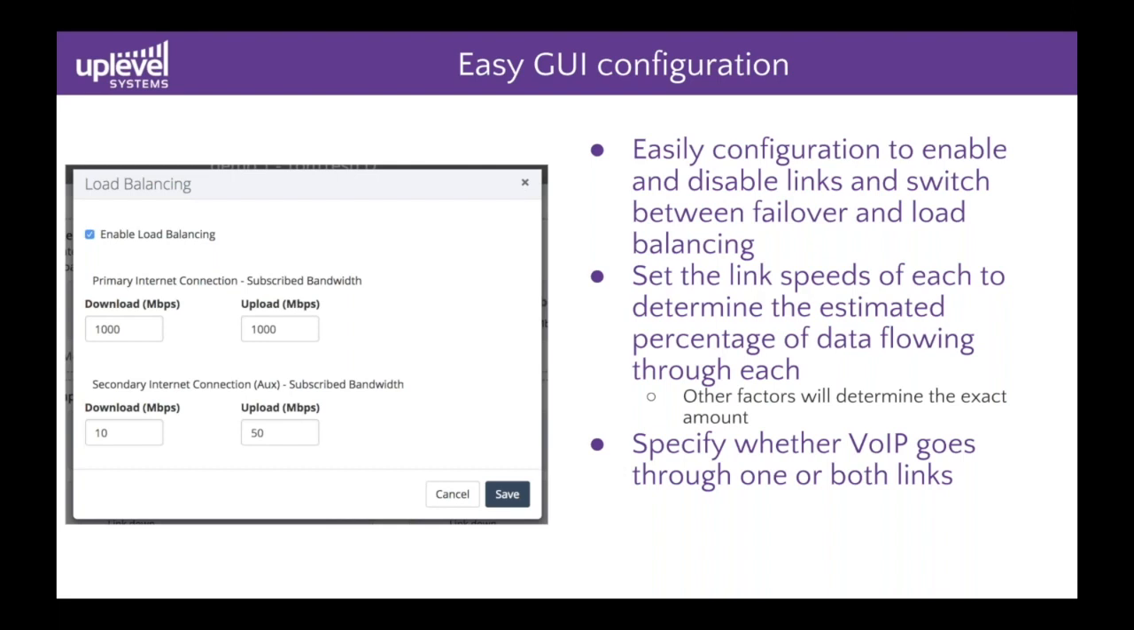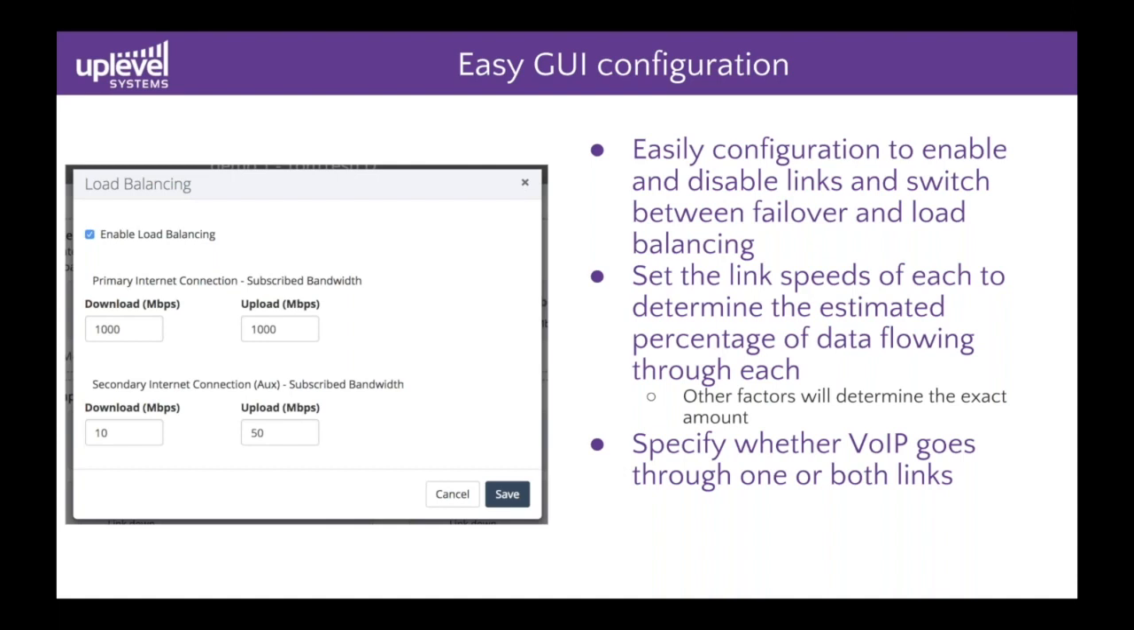In the example here with a 1000 meg link speed and a 10 meg link speed with latency and drops both equal, the secondary line would see 1% of data flowing out of the firewall in the down direction, while the remaining 99% of traffic would flow on the primary line.